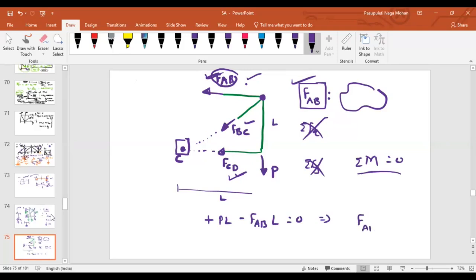That implies what is my FAB? P. As we are getting positive, our assumed direction is right. That means FAB is under tension. I thought you guys would say this answer, but okay. Is it clear now?